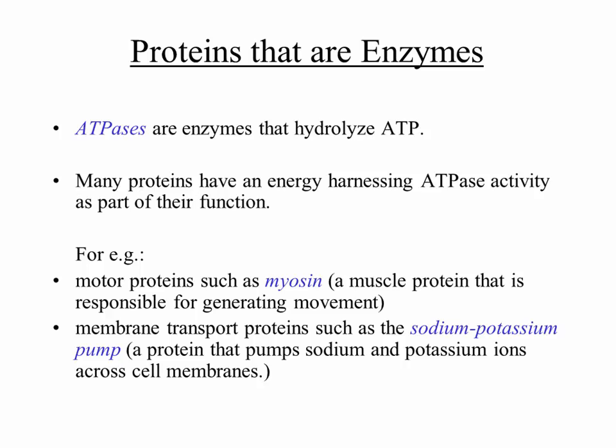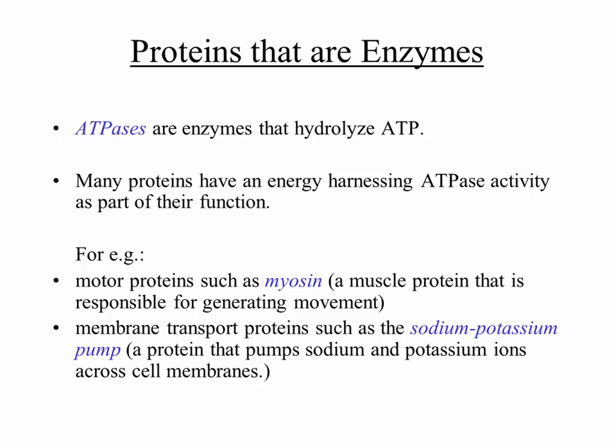Another class of enzymes which are very important are what are called ATPases. These are enzymes that hydrolyze ATP. Remember, I talked about ATP, adenosine triphosphate, three phosphates. Hydrolyzing ATP means breaking the last phosphate bond to get ADP. Now, ATPases typically are enzymes that produce some kind of energy. Many proteins have an energy harnessing ATPase activity because you have to burn up energy to, let's say, make the muscle move. So many proteins have an energy harnessing ATPase activity as part of their function.